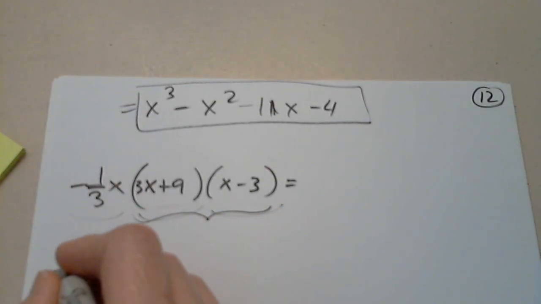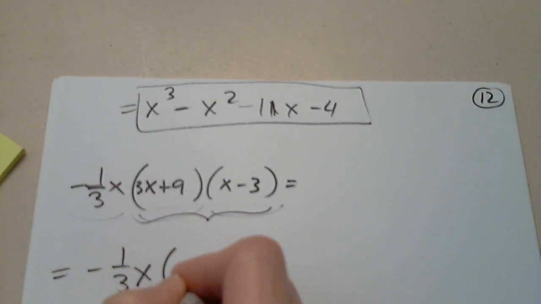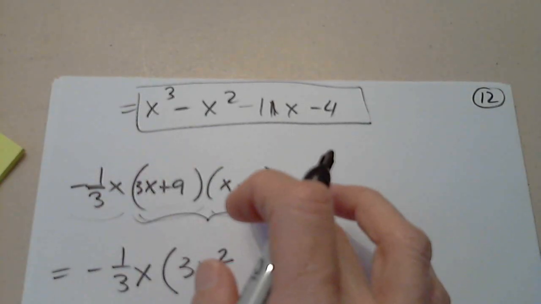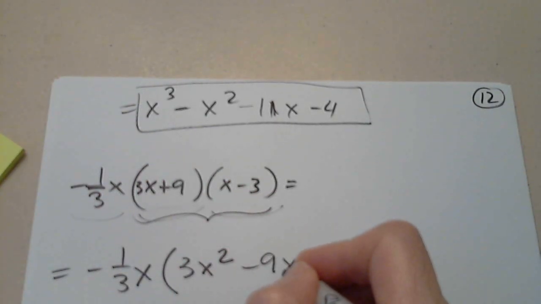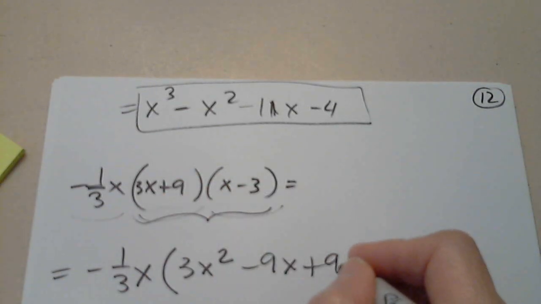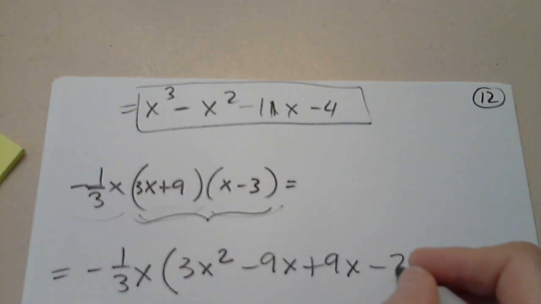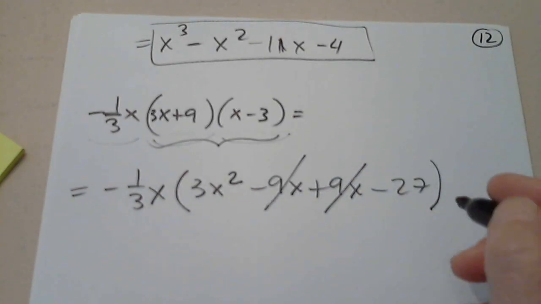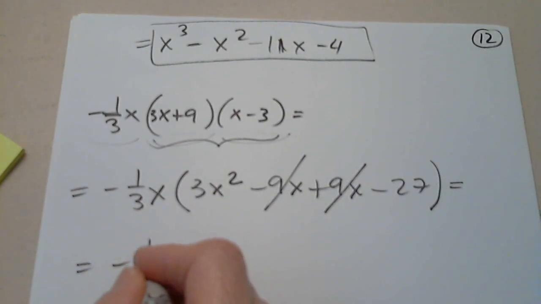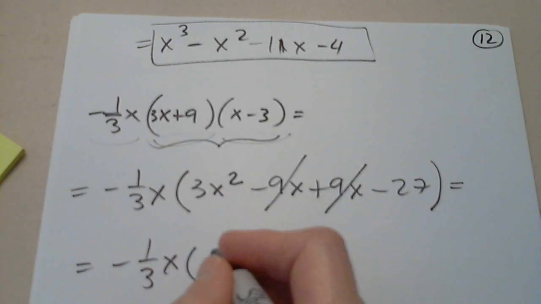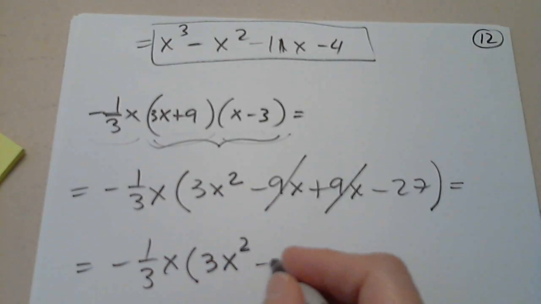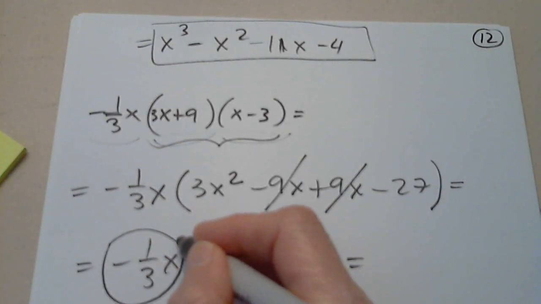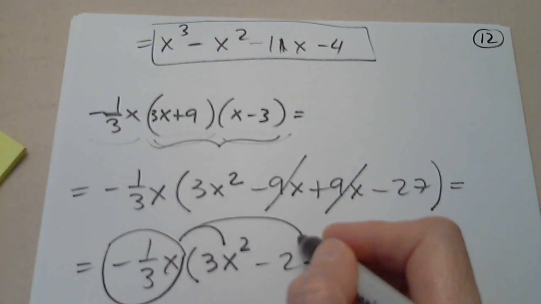So for now, let's copy it as negative 1/3 x. 3x times x is 3x squared. 3x times negative 3 is negative 9x. 9 times x is positive 9x, and 9 times negative 3 is negative 27. Luckily, these two go away. I copy negative 1/3 x. I still have 3x squared and minus 27. And now I distribute this to this term and to this term.